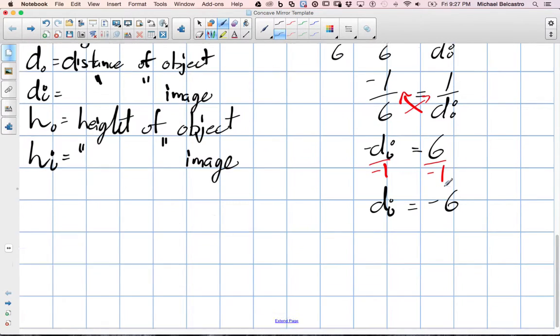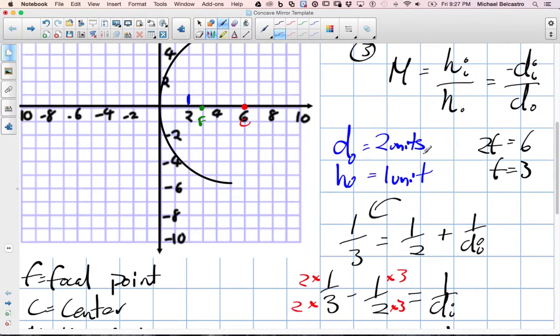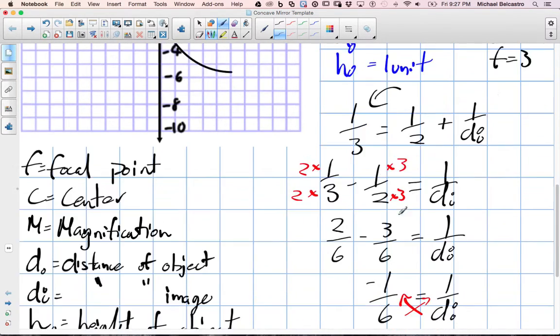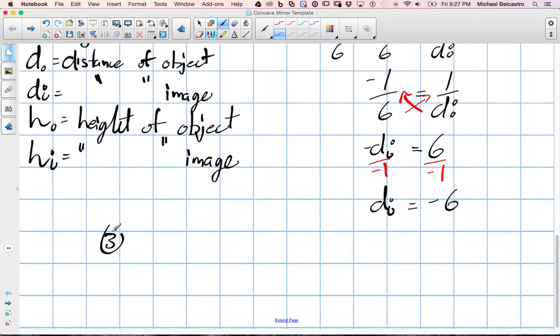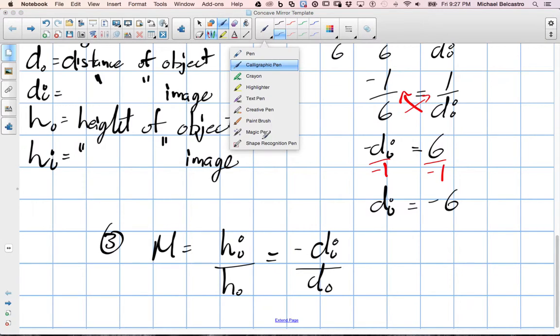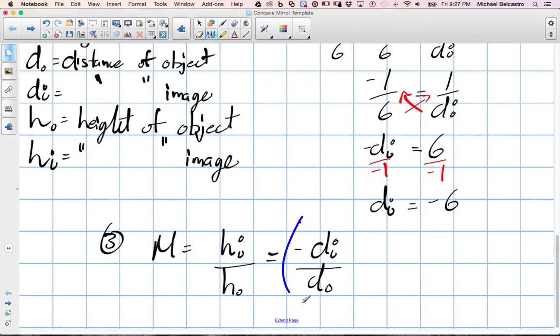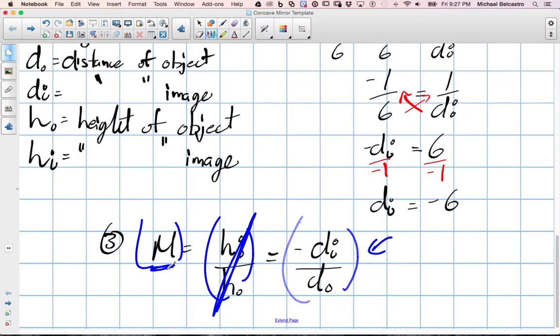Okay. So now with that value, distance of the image being negative 6, we can go into our third formula. Our third formula stating that the magnification is equal to the height of the image over the height of the object, which is equal to negative the distance of the image over the distance of the object. So if we want to just find the magnification, we really only need to set one set of these equal to the magnification. And since we don't have the 2 pieces of info here, we'll set this one equal to the magnification.